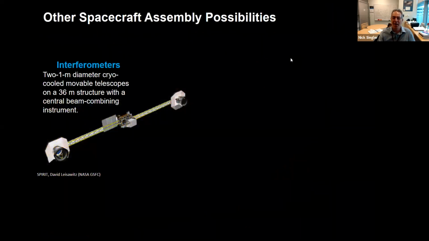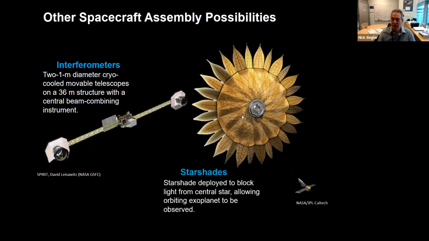But that doesn't mean that we can't use some of the lessons learned in space assembly to apply towards interferometers. So this is David Leisawitz's SPIRIT concept for two 1-meter cryo mirrors on a 36-meter structure and a central beam combiner. So this is also something that we could build in space, and near and dear to my heart, we can also build large starshades, which are actually required if you have 10-meter class telescopes.